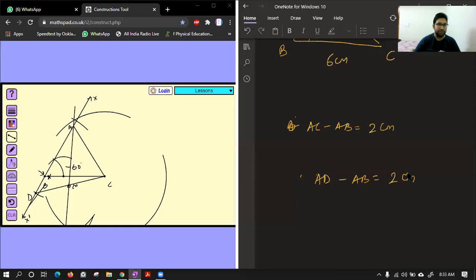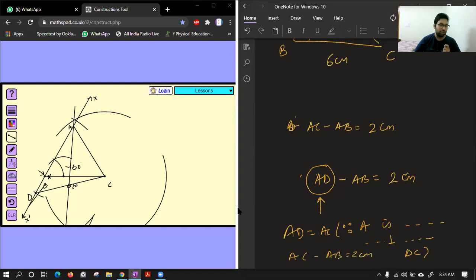Now we can replace this AD with what? Class, we can replace this AD with AC, because again A is lying on the perpendicular bisector of triangle ADC side DC. So we can replace AD with AC because A is lying on the perpendicular bisector of DC. That is why we can replace this with that, and we have got what was required.